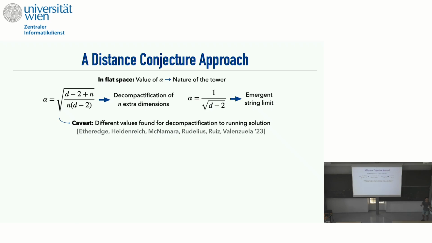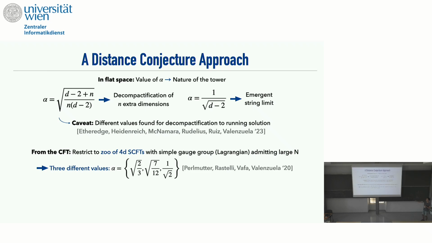So then let me apply this kind of logic to the CFTs. In order to do that, I will not be able to be totally model independent. I will have to take models in which I can compute things. And in particular, I'm going to restrict to a zoo of 4D superconformal field theories that have simple gauge group. That means these are Lagrangian, and admit large N, and I am putting the large N because I want them to have a chance of being holographic. These theories are classified, so you can compute the alpha for all of them, which is what's done in this paper.